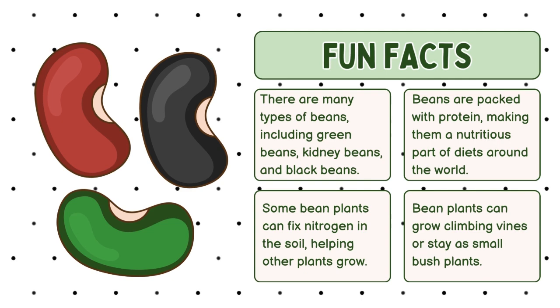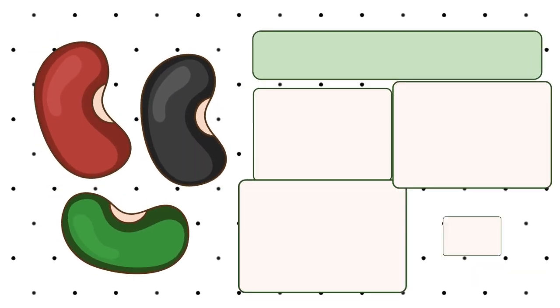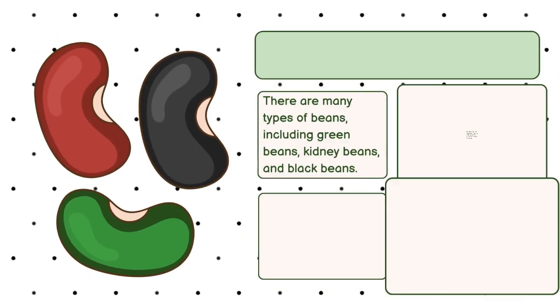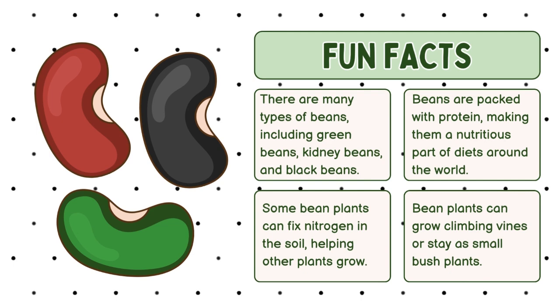Fun facts. There are many types of beans, including green beans, kidney beans, and black beans. Beans are packed with protein, making them a nutritious part of diets around the world. Some bean plants can fix nitrogen in the soil, helping other plants grow. Bean plants can grow climbing vines or stay as small bush plants.